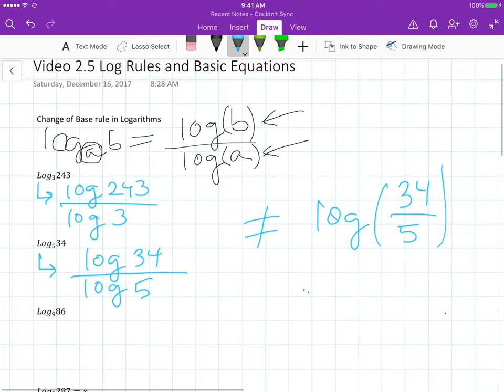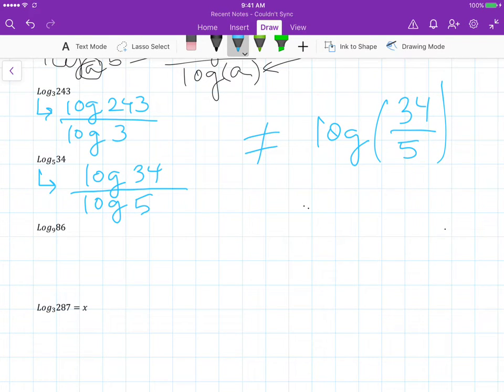Okay, then let's try one more. The log base 9 of 86. Well, I can change that using the change of base. This is now the log base 10 of 86 divided by the log base 10 of 9. Again, I can use my calculator to get decimals, but right now I'm just going to practice the switch.